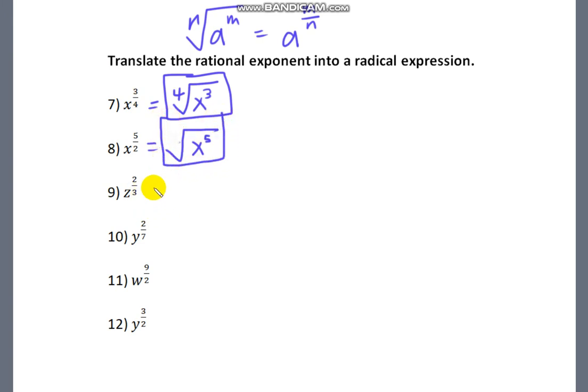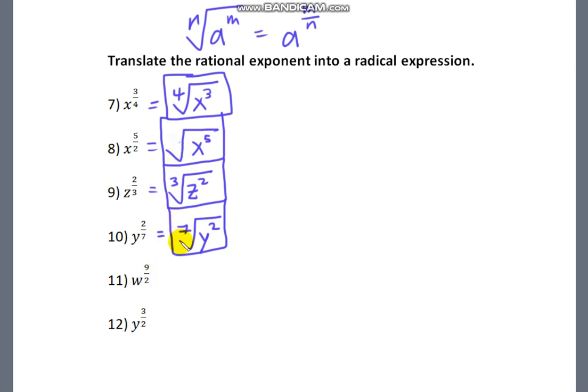Woohoo! Okay, next one. Z raised to the 2/3 power. What we do for this one is basically, this is the cube root of z squared. Okay, for this one, same idea. The top number is m, the bottom number is n. So this is the 7th root of y squared.